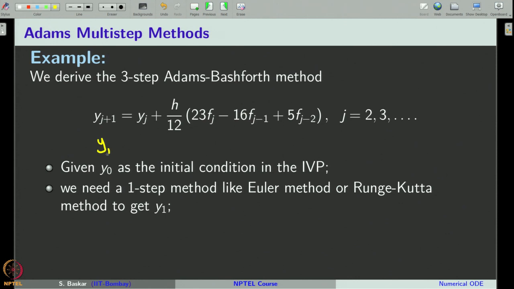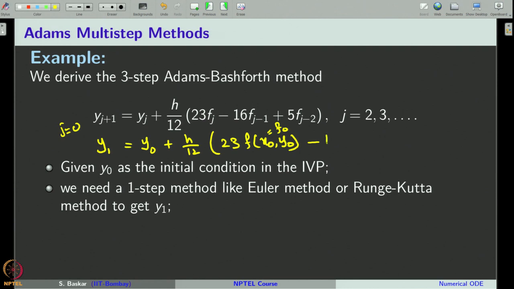Just observe that in order to get y1, you need to take j equal to 0 in this expression. That gives us y1 equal to y0 plus h/12 into 23 f of x0 comma y0. That is what is denoted by f0 here. Up to here it is okay, no problem. Let us see the next step.